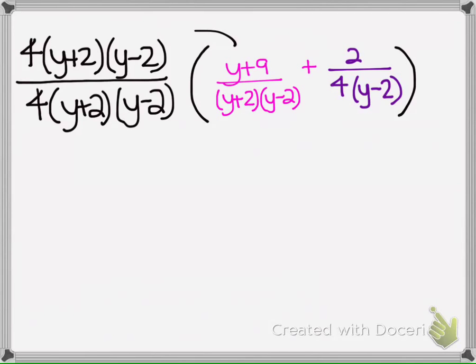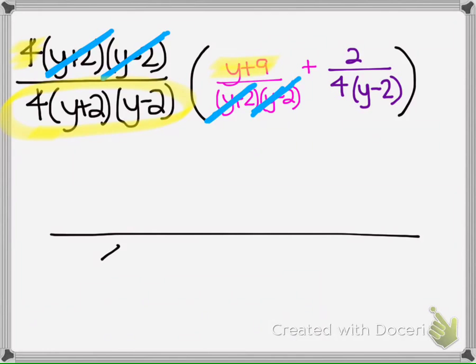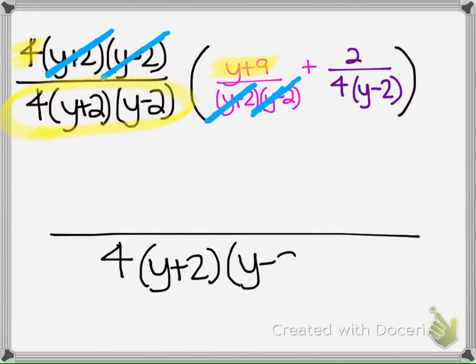Let's start with the first fraction. What's going to happen here is this y plus 2 is going to cancel out with this y plus 2, and this y minus 2 is going to cancel out with this y minus 2, and what's left is a y plus 9 and this 4. Now this 4 is never going to go away, so that's why I like to start my problem knowing that that's what's going to be in the denominator here. So we have this 4 here that needs to be multiplied by this y plus 9.